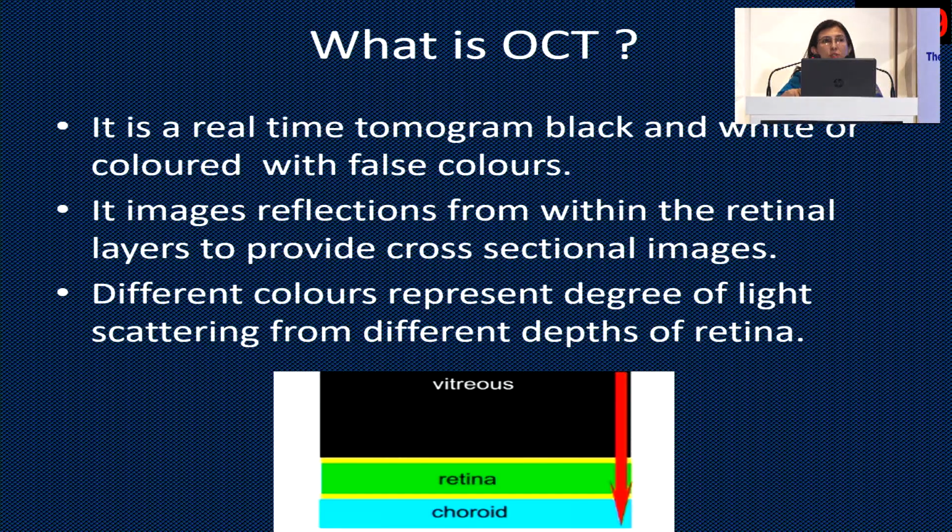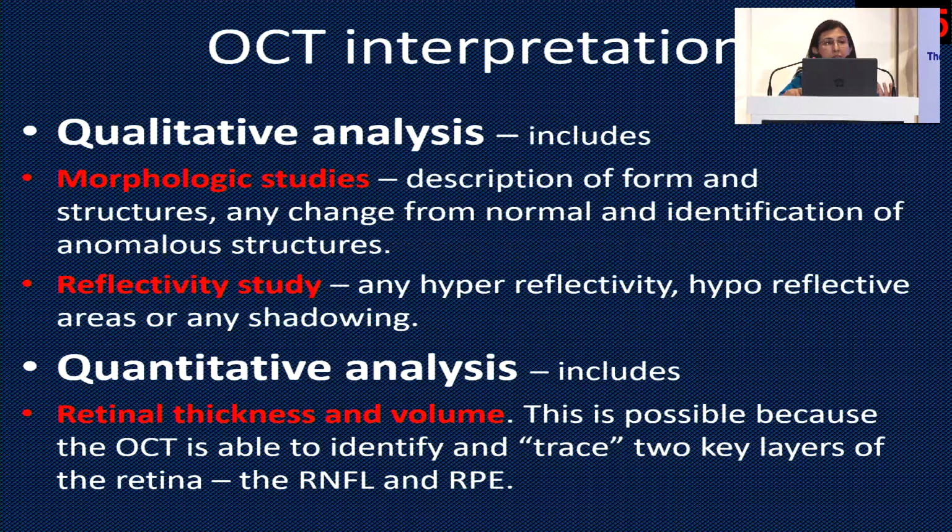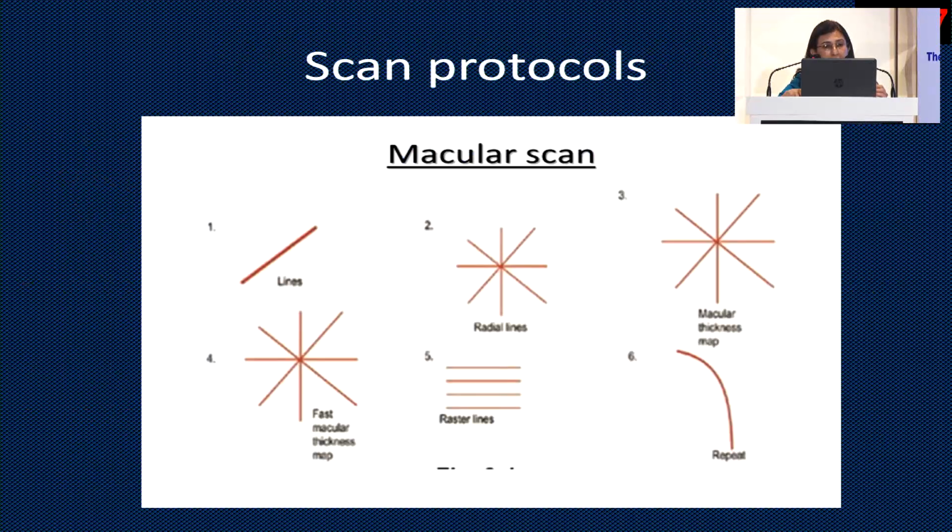OCT, as we know, is possible because of varying levels of reflectivity from the different retinal layers. We do a qualitative analysis and a quantitative analysis. In the qualitative, we look at the overall anatomy or morphology of all the retinal layers, any change from the normal, any change in reflectivity patterns, hyper or hyporeflectivity. And then in the quantitative, we look at the thickness and volume of the retinal layers.